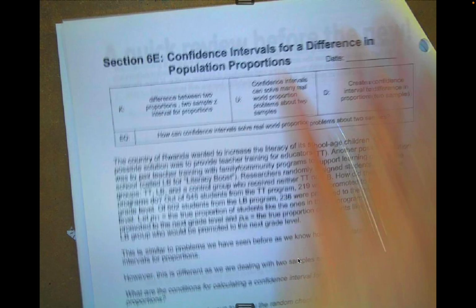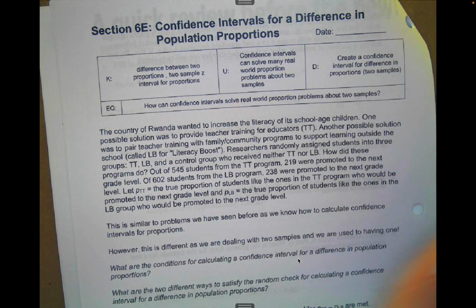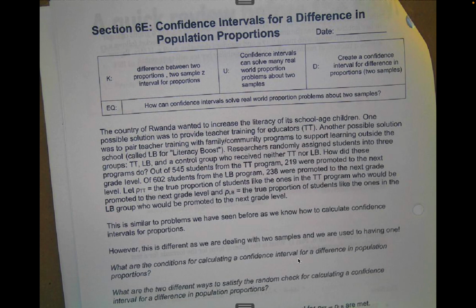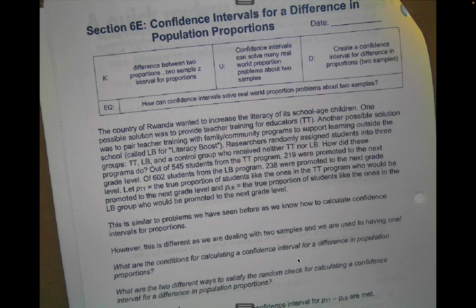It says the country of Rwanda wanted to increase the literacy of its school-age children. One possible solution was to provide teacher training for educators. Another possible solution was to pair teacher training with family community programs to support learning outside the school, called LB for Literacy Boost. Researchers randomly assigned students into 3 groups: the TT, the LB, and a control group that received neither TT nor LB.